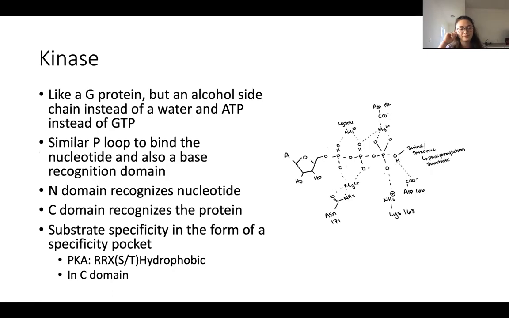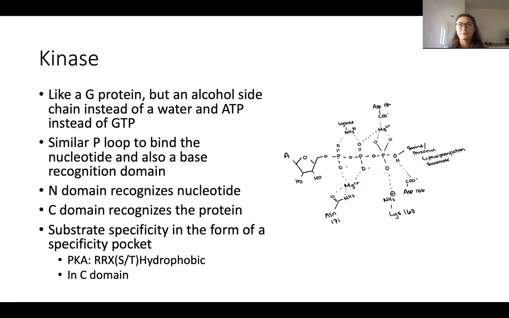And if you remember in class, he kind of drew protein kinase A. It had a lima bean shape. So we're going to have the N domain, or the N terminus side of the protein, is going to recognize the nucleotide with what I just talked about. And the C domain is going to recognize the protein that we want to phosphorylate.